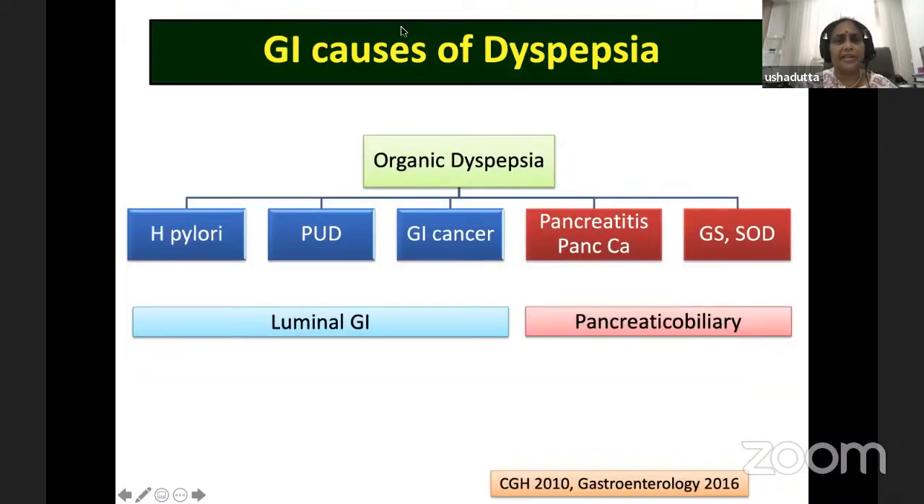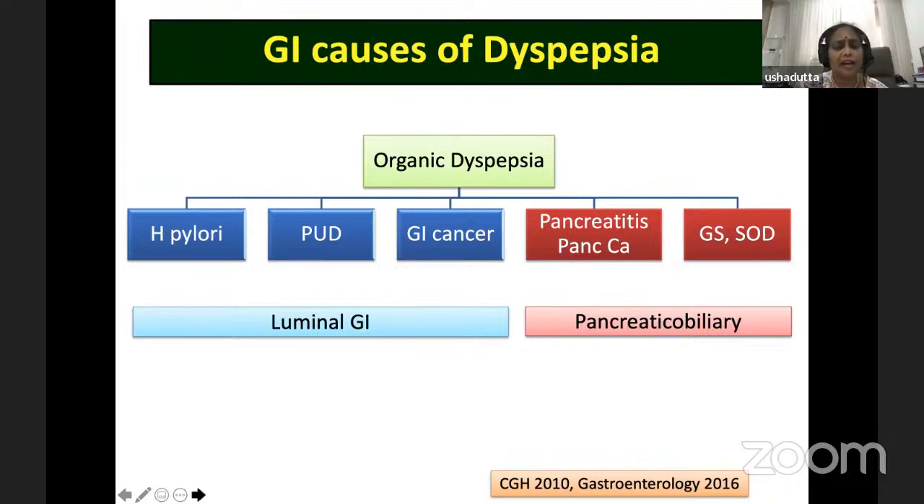Among the organic dyspepsias, if you look at the GI causes, the dominant one is H. pylori. Peptic ulcer disease and GI cancers can cause luminal GI disorders. And among the pancreaticobiliary, it is pancreatitis, pancreatic cancer, gallstones, and sphincter of Oddi dysfunction. So our main aim here is to look for H. pylori, to look for peptic ulcer disease so that we can prevent complications, to look for GI cancer so that we can detect it early and prevent its progression, and pancreatitis and pancreatic cancer, especially to detect early and give goal-directed therapies here. And if there are gallstones, to subject these patients to cholecystectomy, and in a rare situation to look for sphincter of Oddi dysfunction.